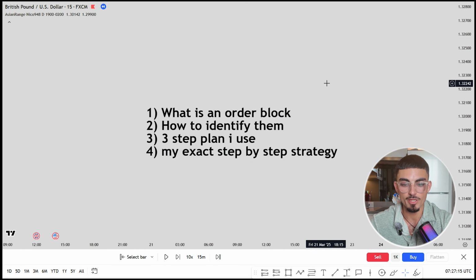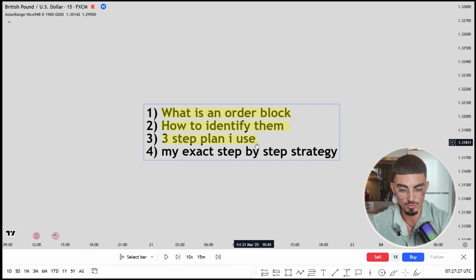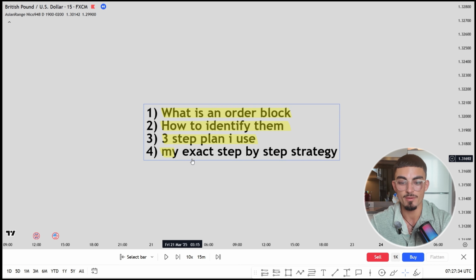Now, in this video, I'll be going over 4 main things. The first thing I'll go over is what is an order block. The second thing I'll go over is how to identify them. The third thing, the 3-step plan that I use to be able to be profitable with order blocks and spot the correct ones every single time. And the fourth and most important thing, my exact strategy, which uses order blocks to give me a 70% win rate when I'm trading. So guys, without further ado, let's get into this video.